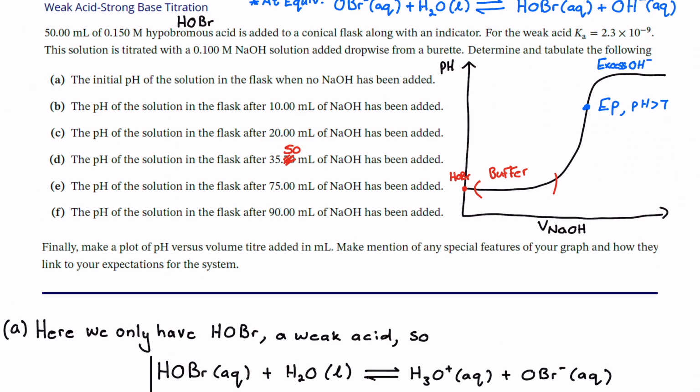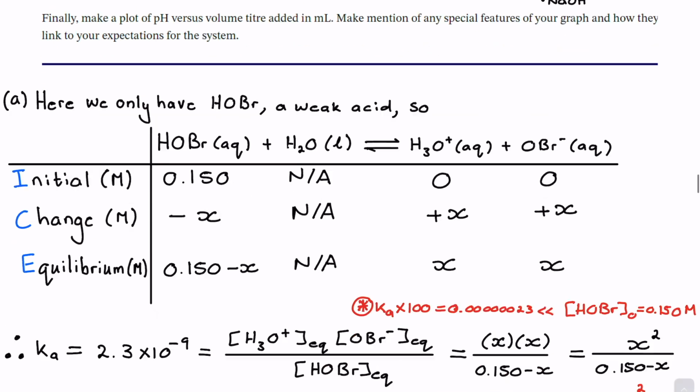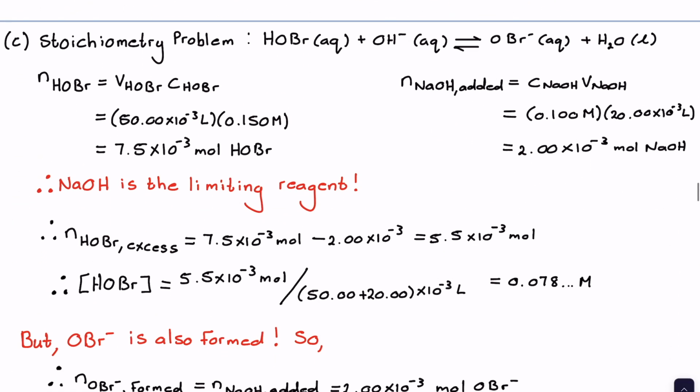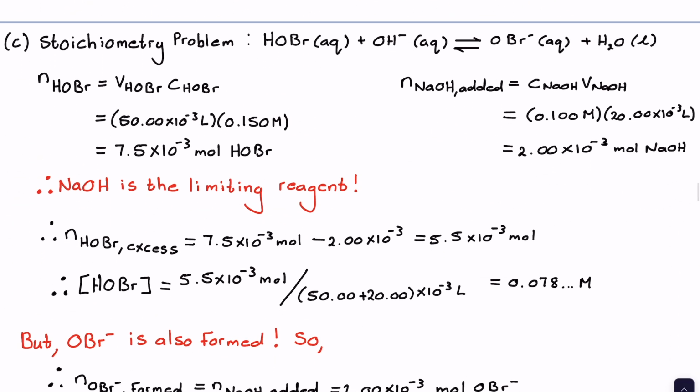So what about if we've added 20 milliliters of sodium hydroxide in total? All right, so how many moles of sodium hydroxide is that? So that corresponds to 2 mole of sodium hydroxide. So it's still limiting in comparison to the total number of acid. So again, you go through it, sodium hydroxide is limiting. That means there's an excess amount of acid. We've now added 20 milliliters, so that means our total solution volume is 70 milliliters.